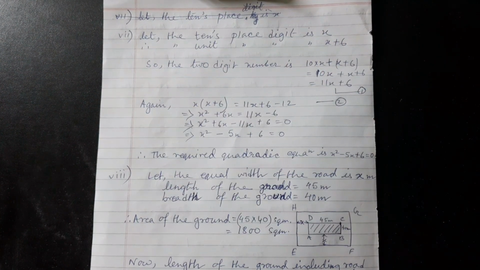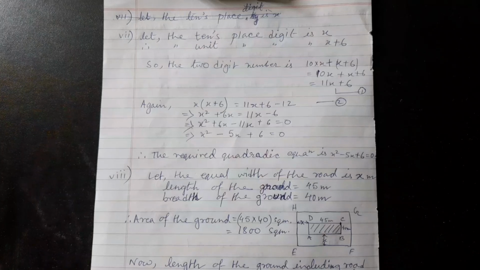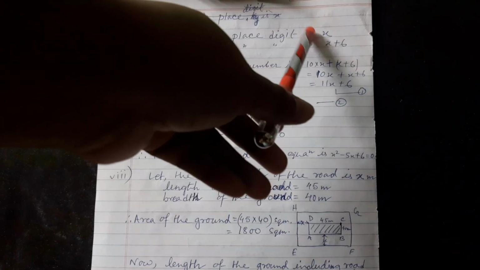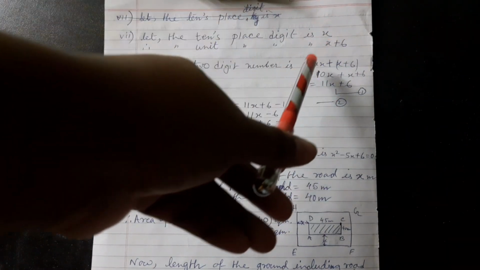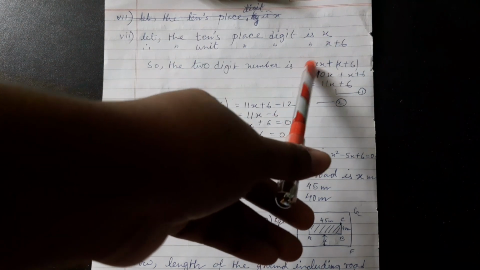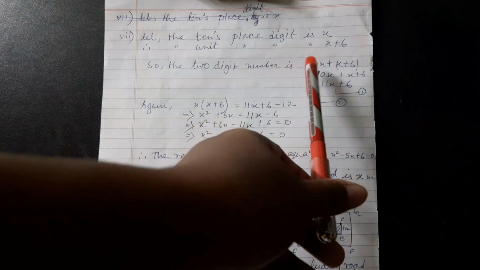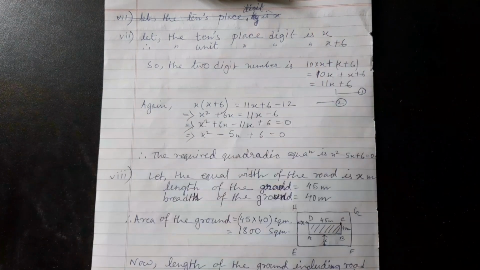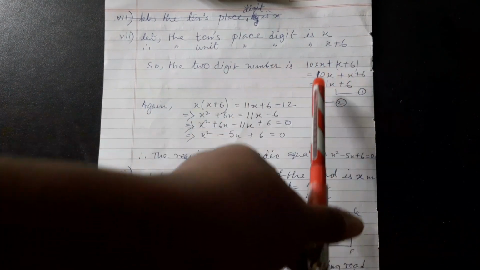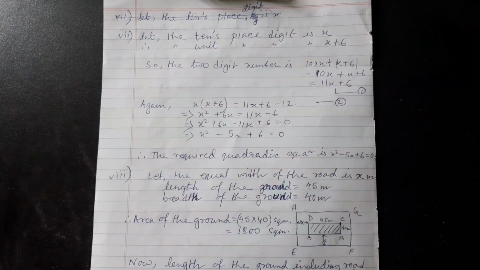So, the 2-digit number is 10 into x plus 6. Means this is the 10th place digit. So, when we create a number, we have to multiply this digit by 10 and then add the unit place digit. Okay. So, 10x plus x plus 6, that is 11x plus 6. This is the whole number.